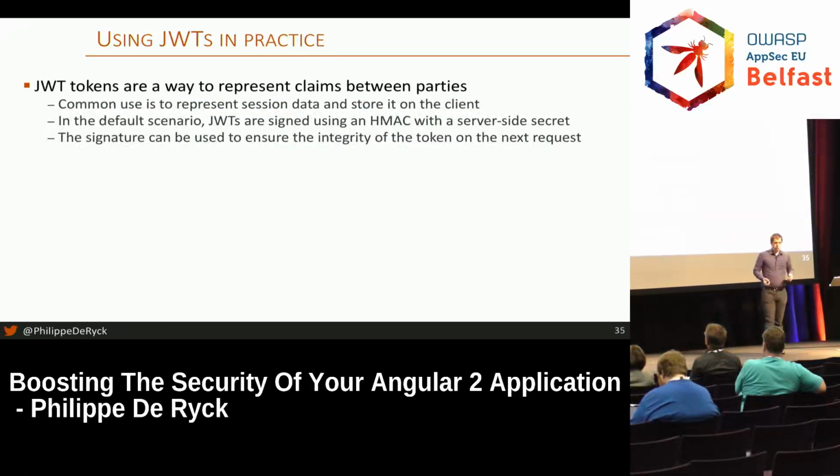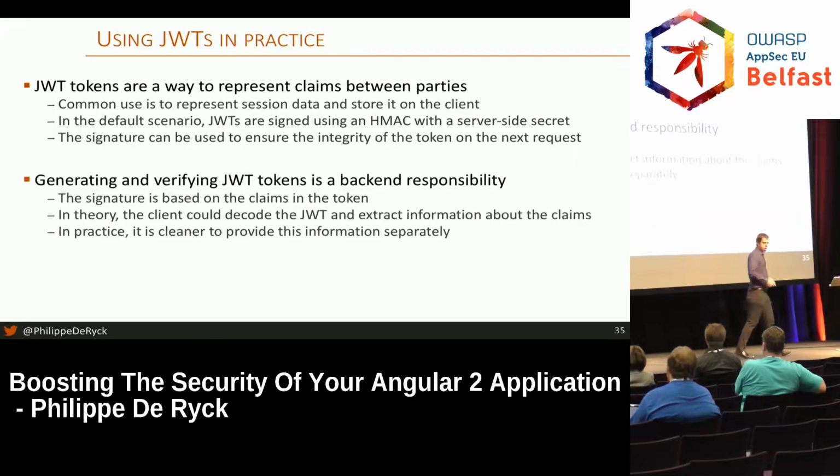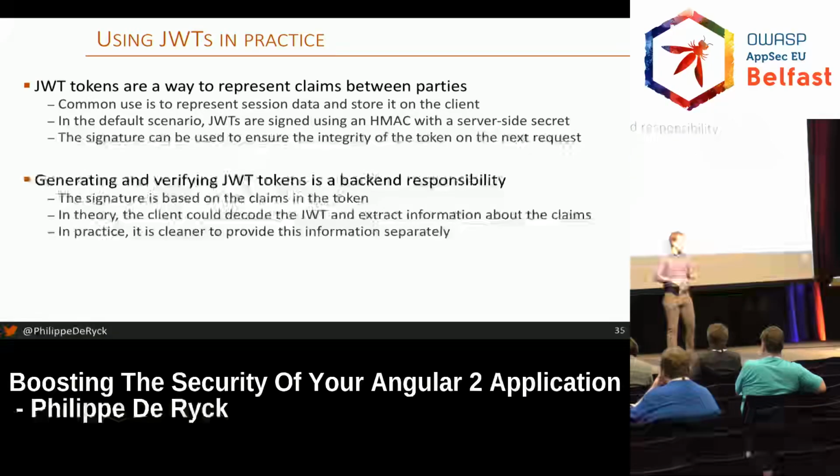So, like the spec says, it's a way to represent claims securely. Securely means, in this case, at least ensuring integrity. There's an additional spec that supports encryption as well. Again, more details about that in other talks. Your backend should be responsible for generating these tokens, obviously, but also for ensuring the integrity of a token before handling it.